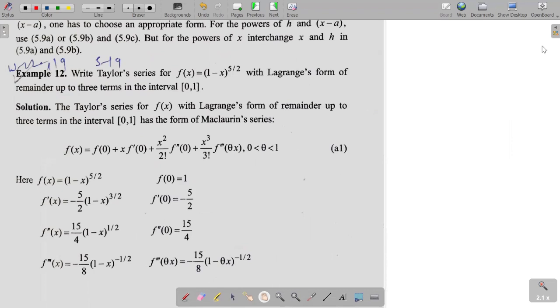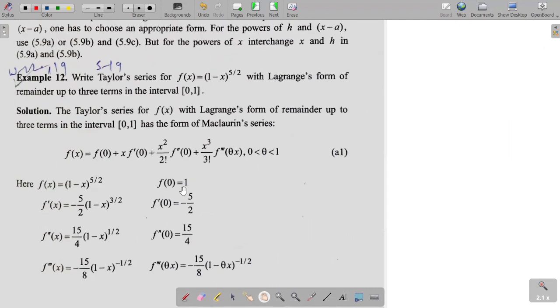f of x is equal to (1 minus x) to the power 5 by 2. Okay, with Lagrange's form of remainder up to 3 terms.